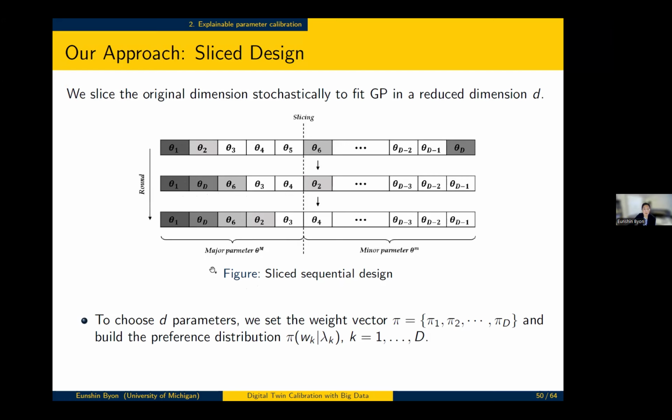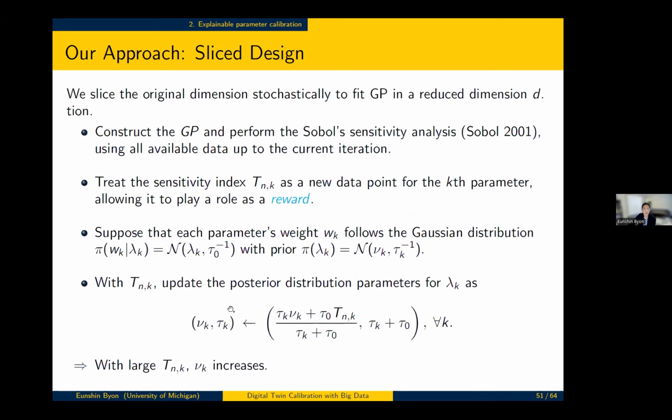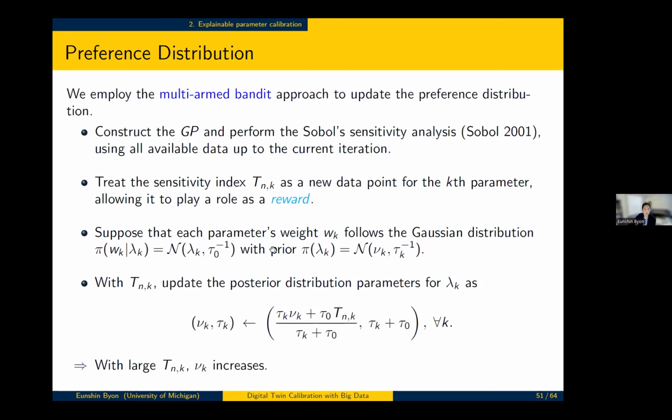Okay, so then how to choose these important parameters? How can we learn parameter importance? So we set the weight vector for each parameter, where pi i is the importance of parameter i. Okay, so we set the weight vector, and we want to reduce the parameter dimension stochastically. So we build a preference distribution for this weight vector. And we employ a multi-armed bandit approach to update the preference distribution over iterations.